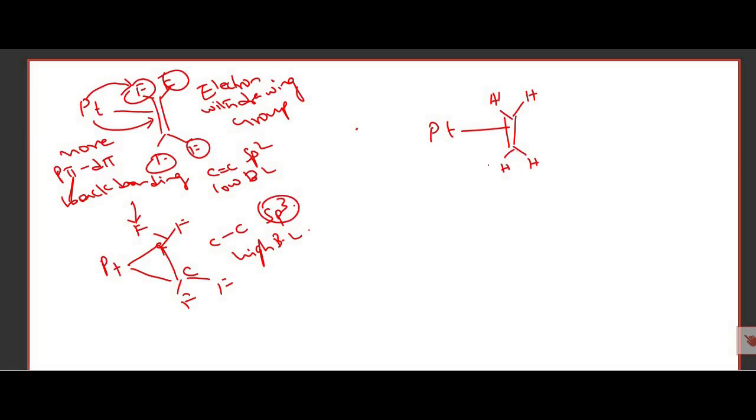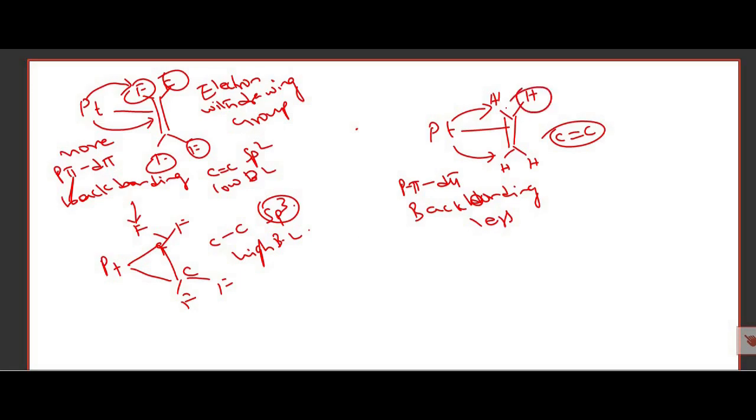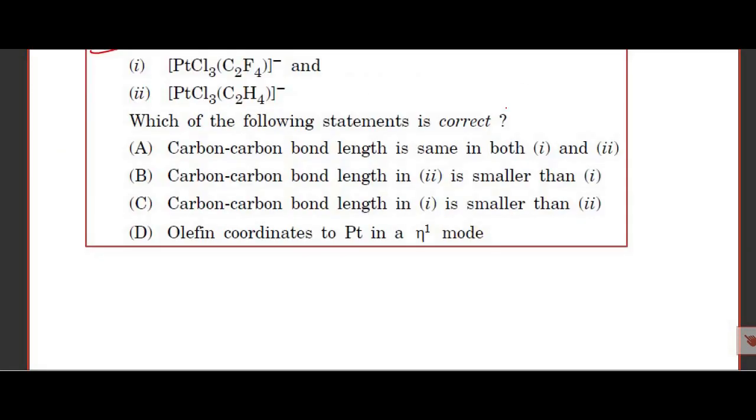In the ethylene complex, the second complex, p pi d pi back bonding also occurs, but this back bonding is less when compared to the first complex. Here the carbon-carbon bond length will not be affected much, because hydrogen is not an electron withdrawing group. Hence, carbon-carbon bond length is the same in both 1 and 2. No, it is wrong, because fluorine is an electron withdrawing group.